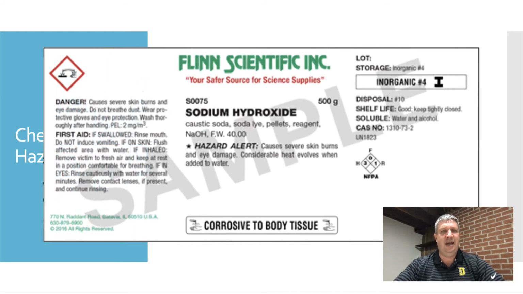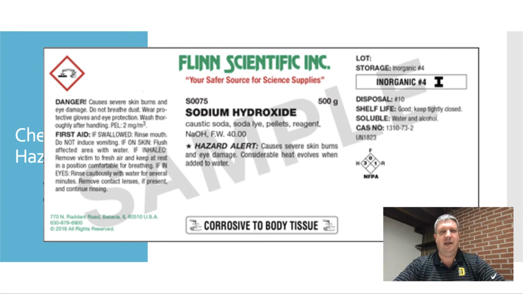So this is an example of a bottle label from a Flynn Scientific bottle. Flynn is a company that we get a lot of our chemicals from. And you'll see, if you look around, you'll see the name of this particular substance, sodium hydroxide. You'll see its formula, NaOH, that it's soluble in water and alcohol, that you need to keep it in a tightly closed bottle. Disposal, it says number 10.